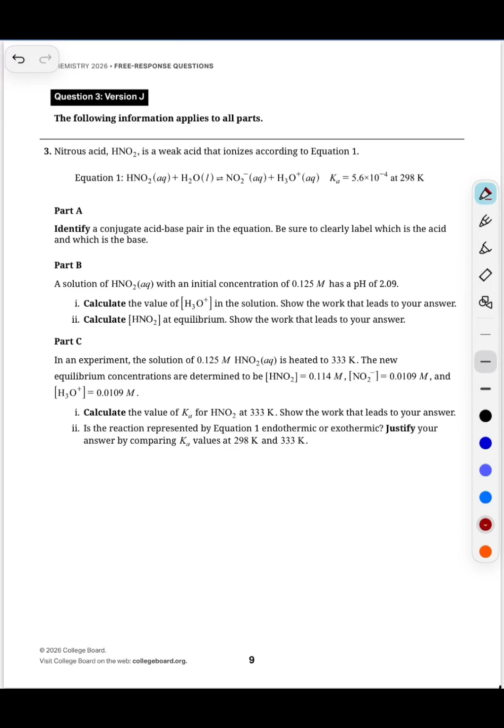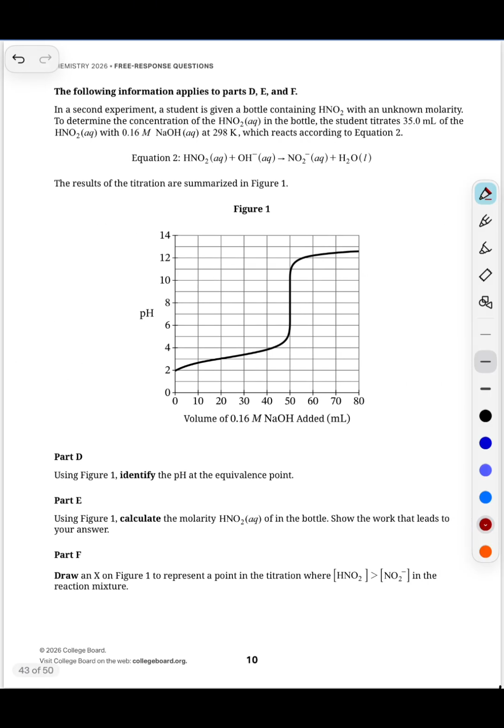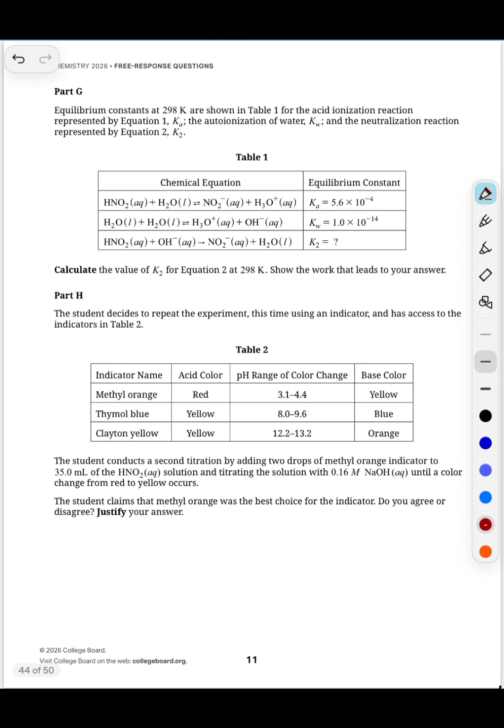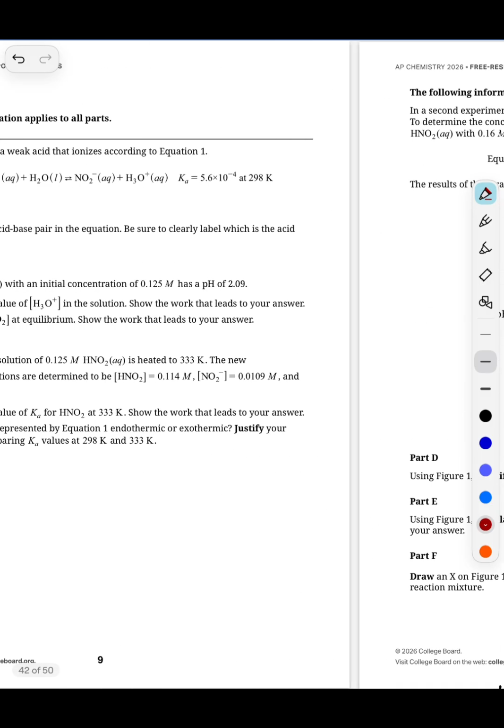Let's take a look at how to solve the third FRQ from the AP Chem exam. So this whole FRQ looks like it's mostly going to be acid bases and some equilibria with a titration. And then we have some indicator stuff going on here at the end.